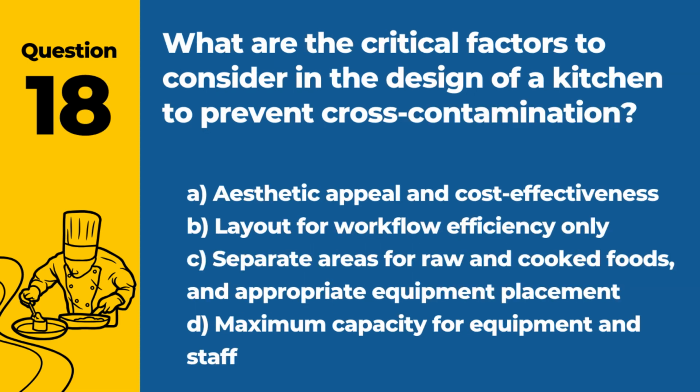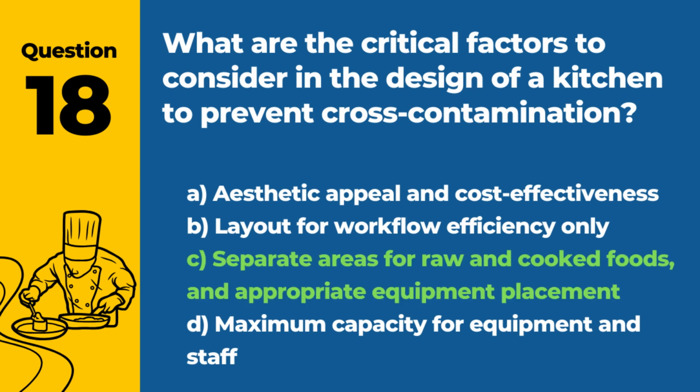Question 18. What are the critical factors to consider in the design of a kitchen to prevent cross-contamination? A. Aesthetic appeal and cost-effectiveness. B. Layout for workflow efficiency only. C. Separate areas for raw and cooked foods and appropriate equipment placement. D. Maximum capacity for equipment and staff.